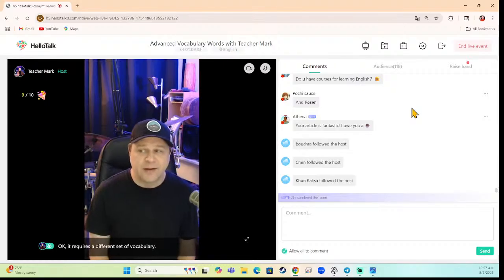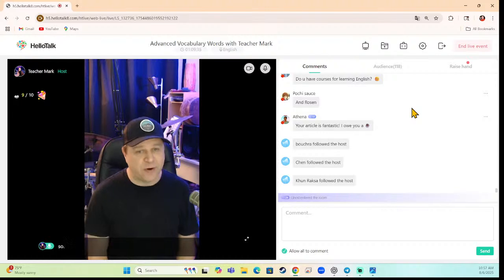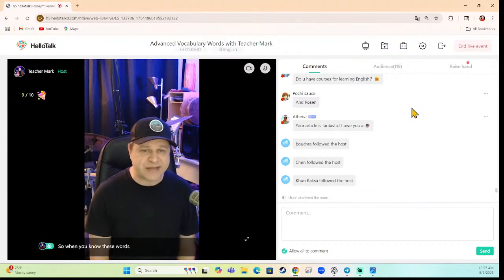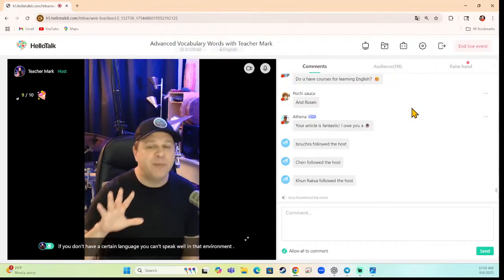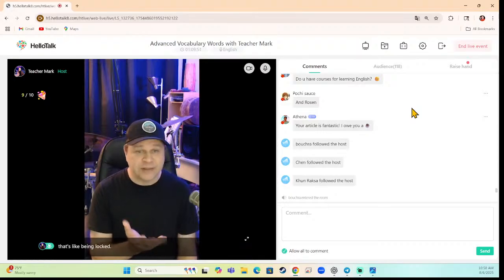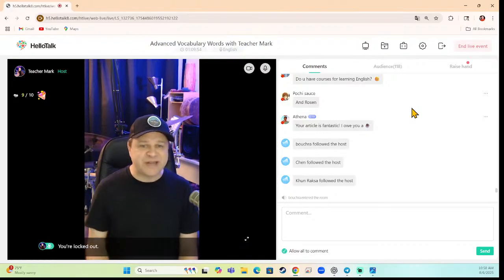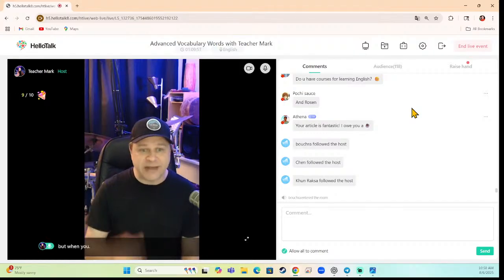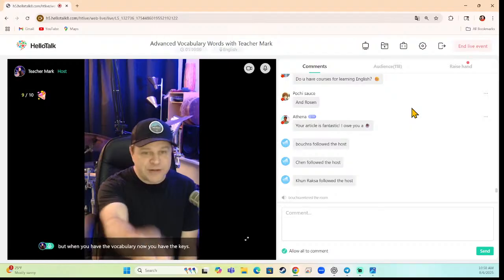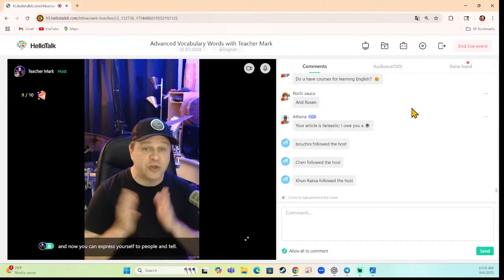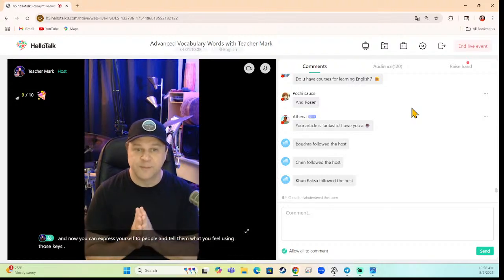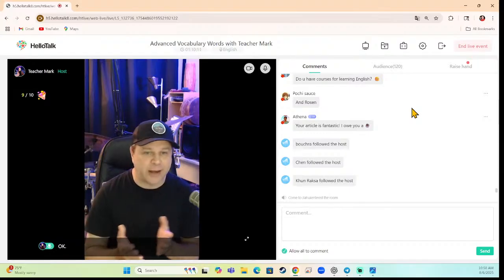So, when you know these words, they are keys. They're keys that get you in the door. If you don't have a certain language, you can't speak well in that environment. That's like being locked out. You're locked out. You're not able to participate. But when you have the vocabulary, now you have the keys. You can open the doors. And now you can express yourself to people and tell them what you feel using those keys. Okay? So that's why.